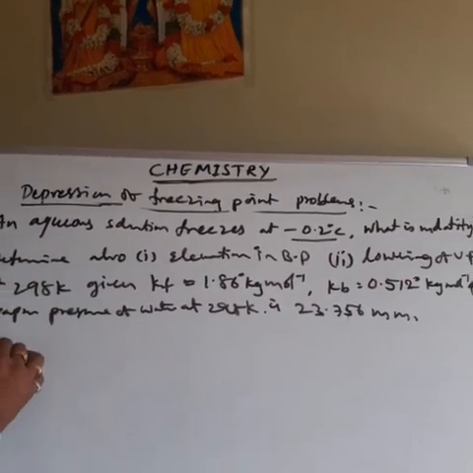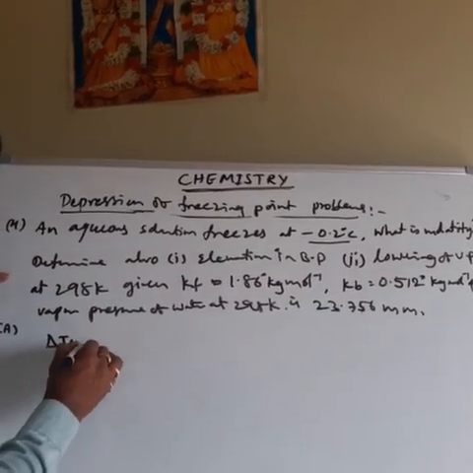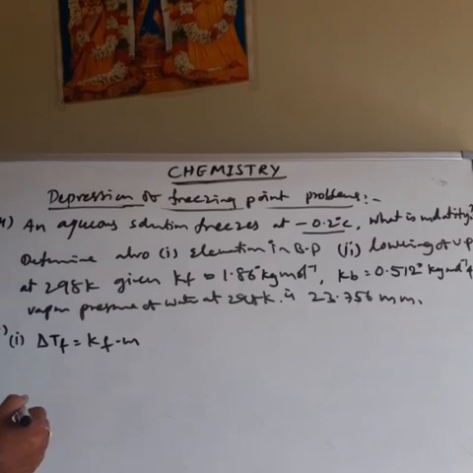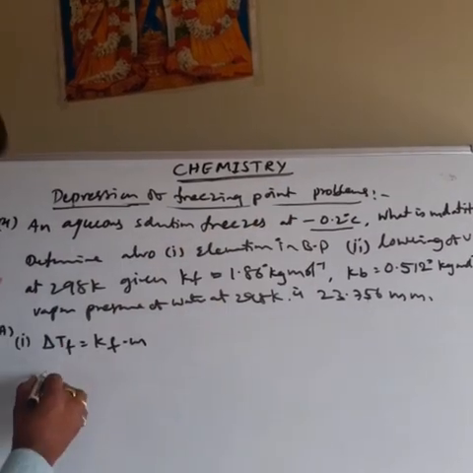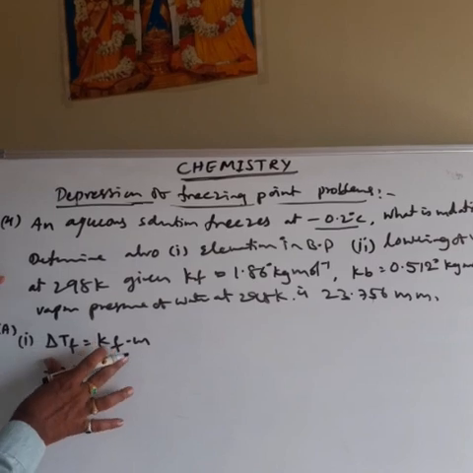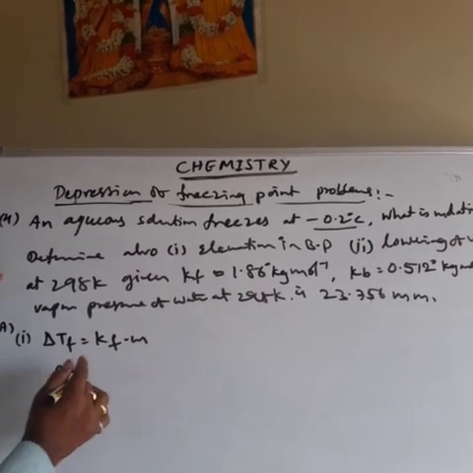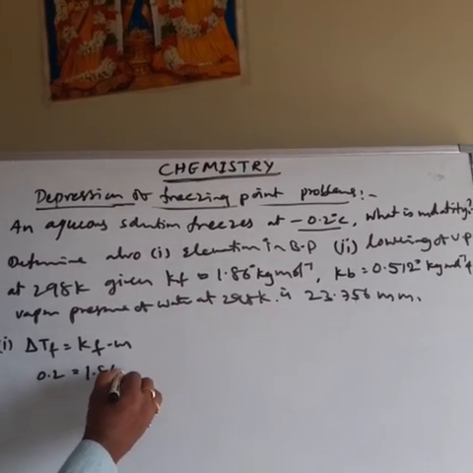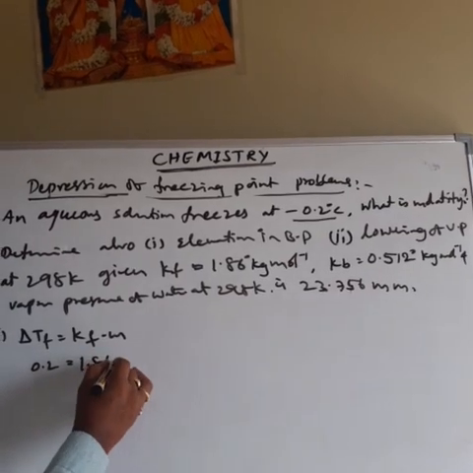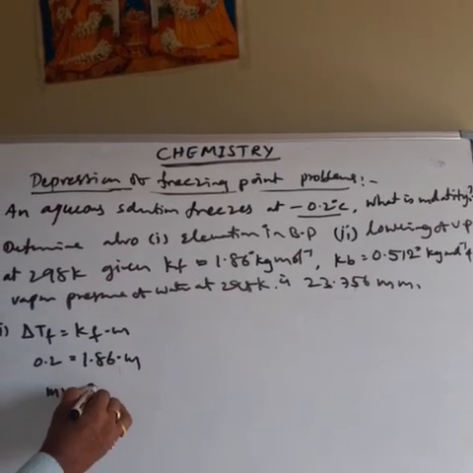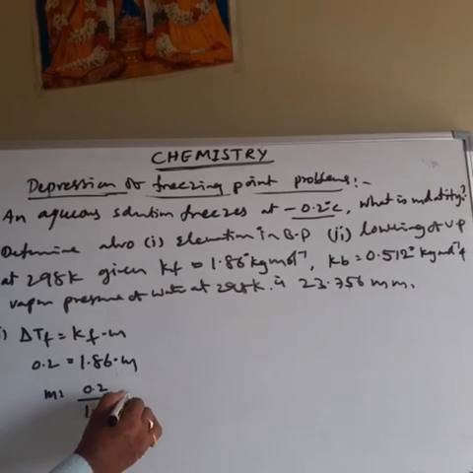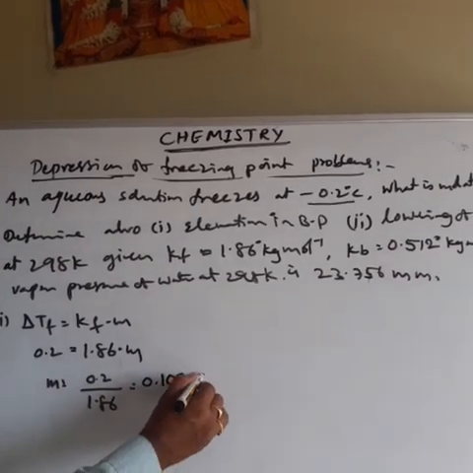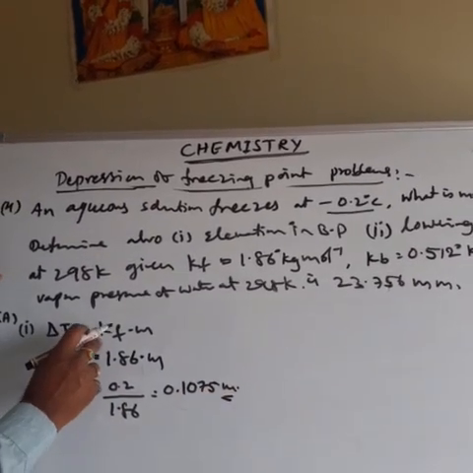First, we find the molality. Delta Tf is equal to Kf into m. So the delta Tf value they have given is 0.2. Kf value is 1.86 into m. Therefore molality is equal to 0.2 divided by 1.86. Its value is 0.1075 mole.